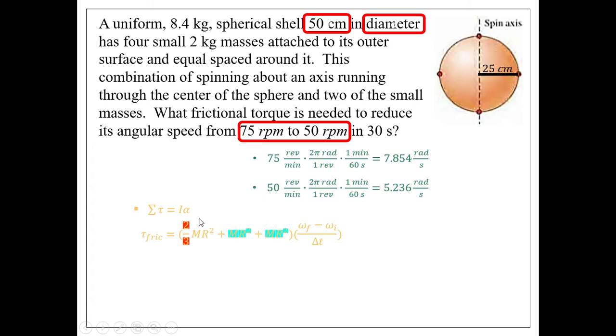Okay, and then I expanded alpha into its definition here: final angular velocity minus initial angular velocity divided by the change in time.